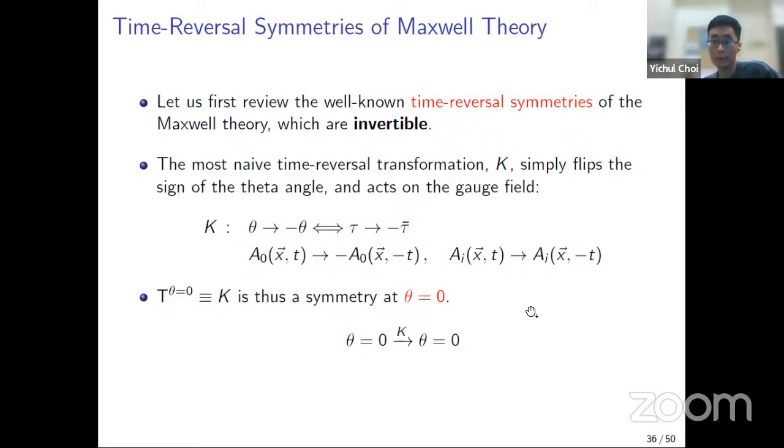And let me first review the well-known ordinary invertible time reversal symmetries of the Maxwell theory. So let's consider the most naive time reversal transformation that I again denote as K. I choose to act on the gauge field in this way. And we know very well this time reversal transformation K flips the sign of the theta angle. In terms of the complexified coupling constant, this is equivalent to saying that tau goes to minus tau bar. And ordinarily, we say that since K flips the sign of the theta angle, if theta is zero, then this is a symmetry of the theory. So at theta equals zero, we have the time reversal symmetry, which is simply K.